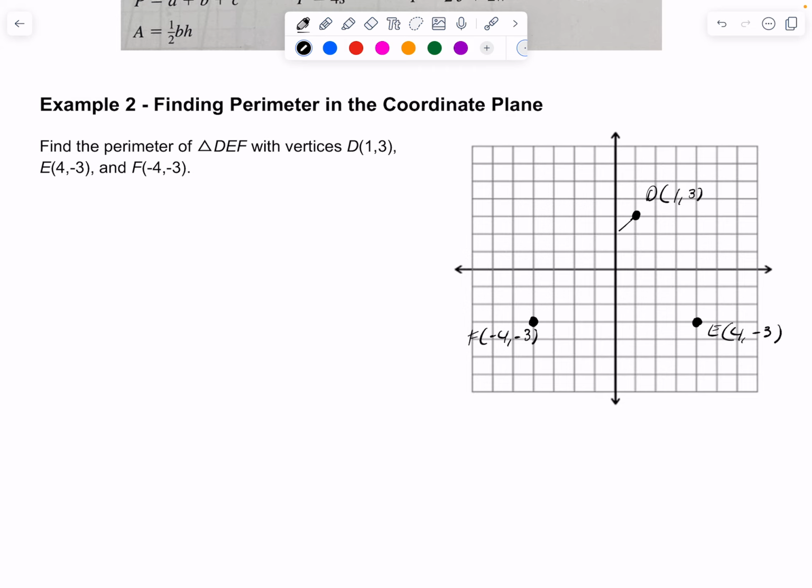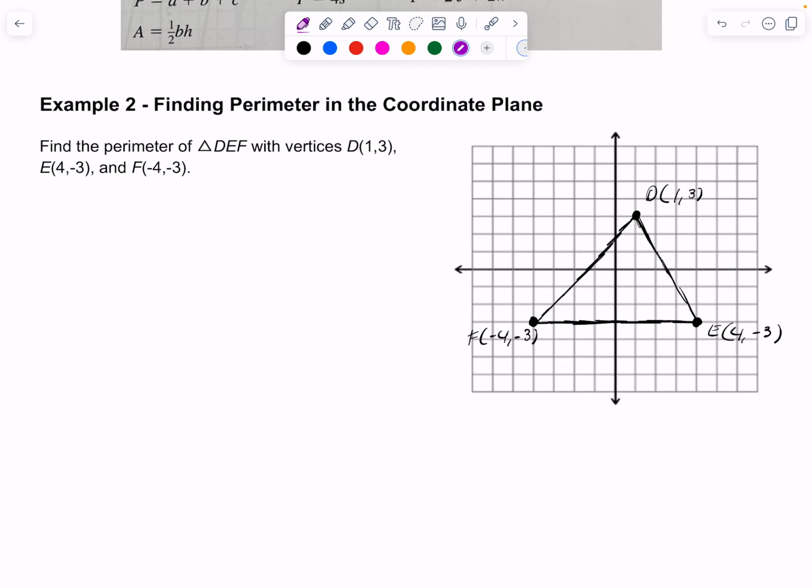So if I make this triangle, a reminder again, we're finding the perimeter, so we need to find the lengths of each of these sides and then add them all up. Now, one thing I noticed, which is nice, is that one of the sides is horizontal. So if you have a horizontal or a vertical side, then you can just count.